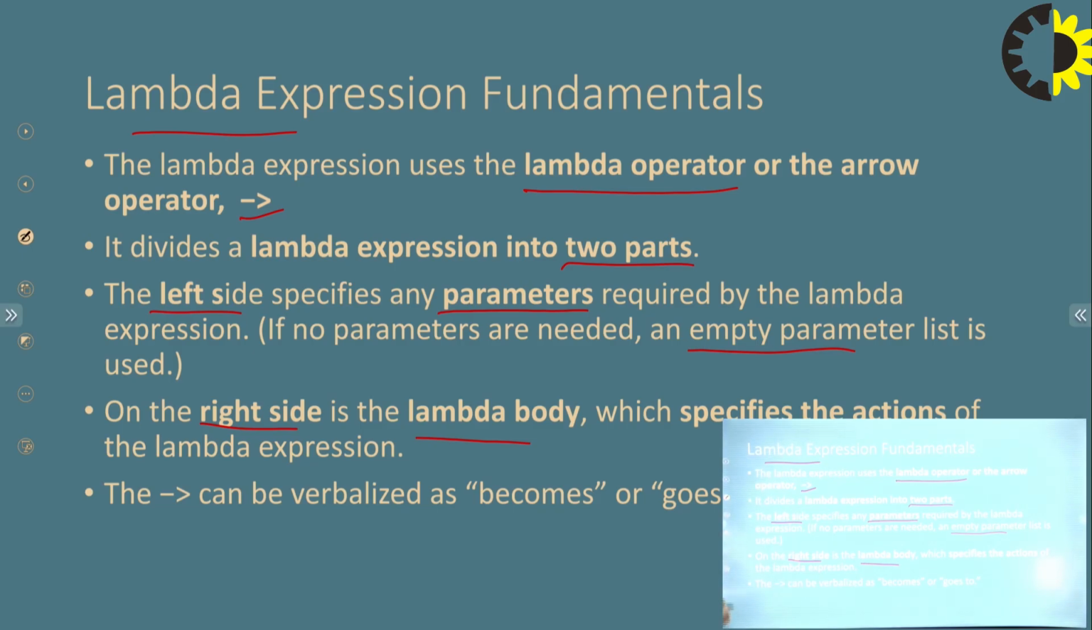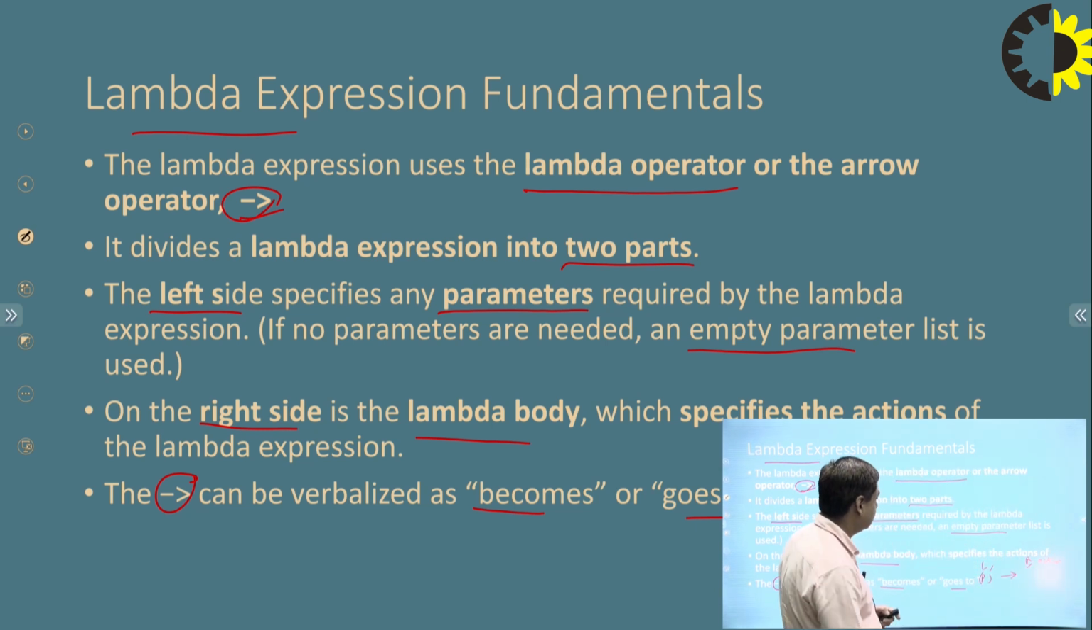So the important thing in this slide is that to write any lambda expression we need this arrow operator. The arrow operator can also be read as "becomes" or "goes to". To write the lambda expression, there must be an arrow. This is the left side and this is the right side. On the left side we write the parameter in the parentheses. On the right side we write an action.